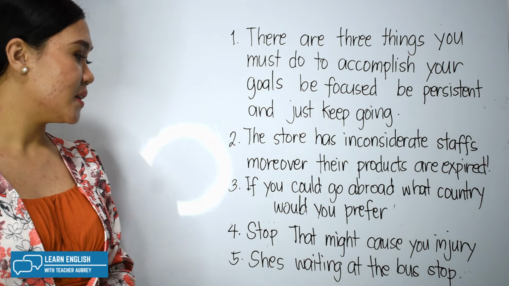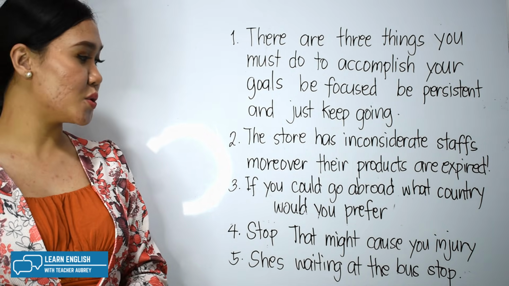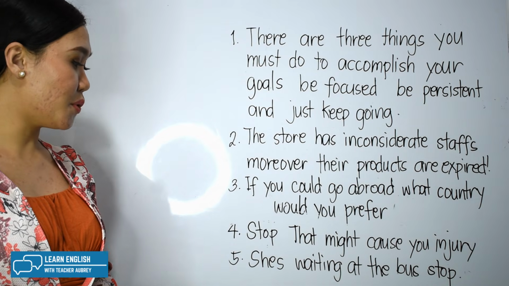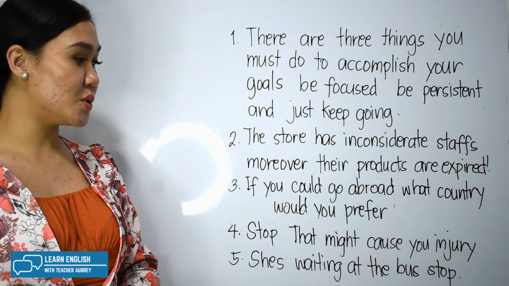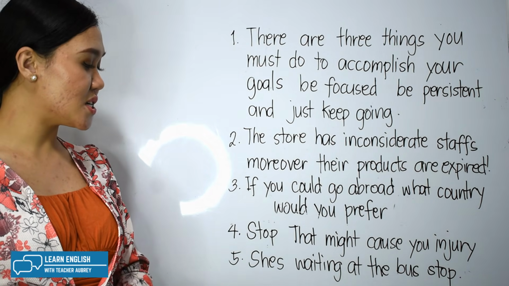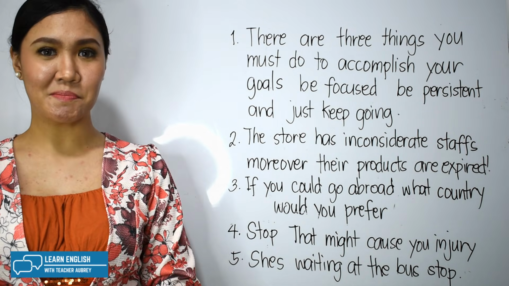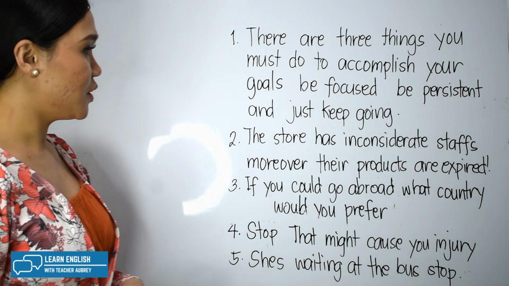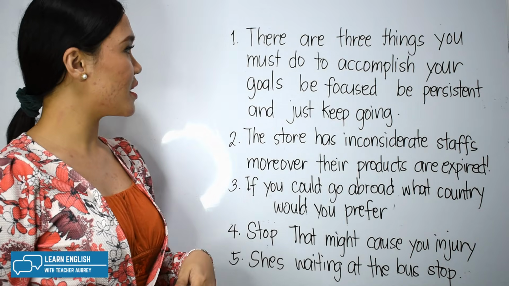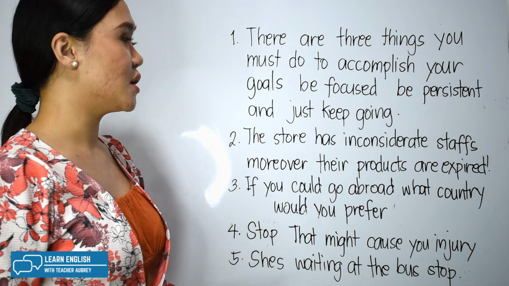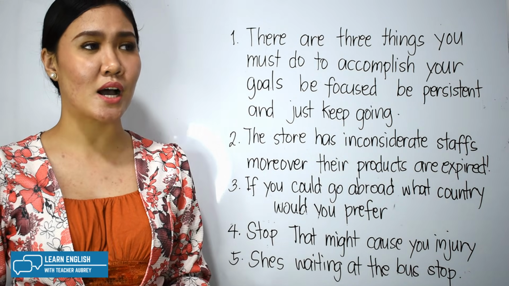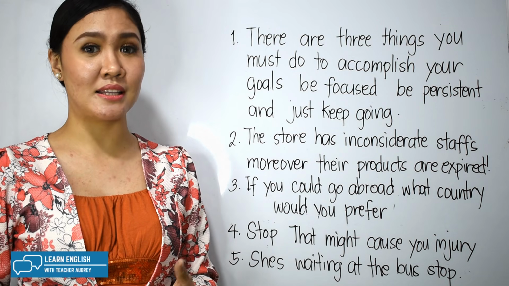Number 3. If you could go abroad, what country would you prefer? Number 4, stop, that might cause you injury. And number 5, she's waiting at the bus stop. Let's try to answer. Number 1, there are 3 things you must do to accomplish your goals. So, ibig sabihin, may gusto siyang banggitin ng mga bagay na dapat gawin.